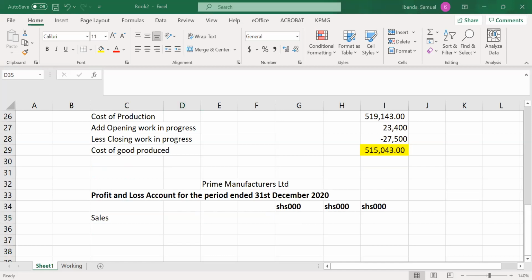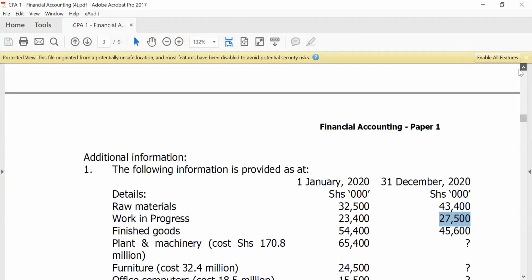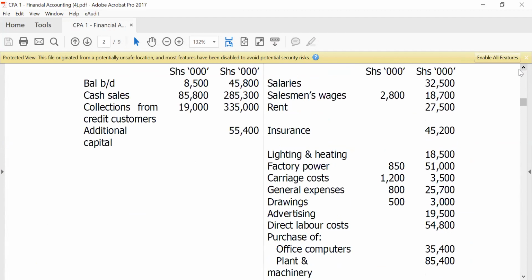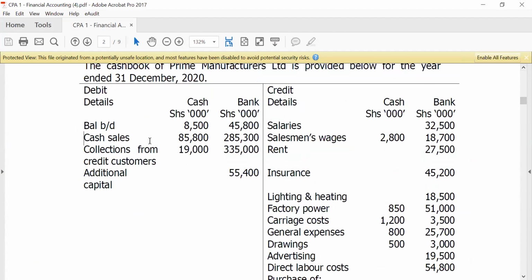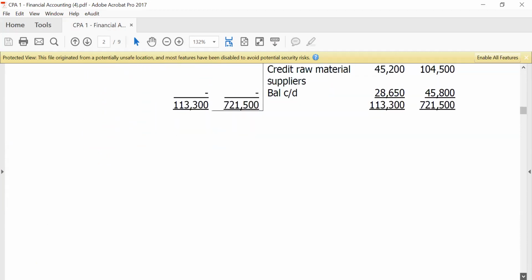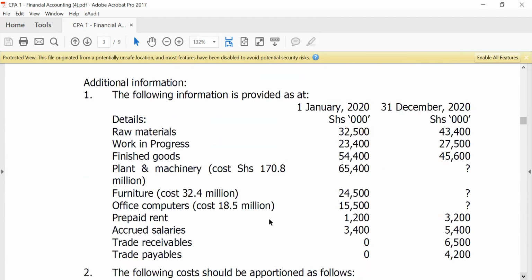But as we can see from our question, you get to look for sales. One of the things that you get to realize is that even sales were not given directly, so we have to calculate these sales. The sales we have are cash sales. But remember, in addition to the cash sales, we have the credit sales. The credit sales cannot appear in the cash book, and they have not given them to us, but rather they have given us the trade receivables balances. As you can see, we have this balance brought down and balance carried down.